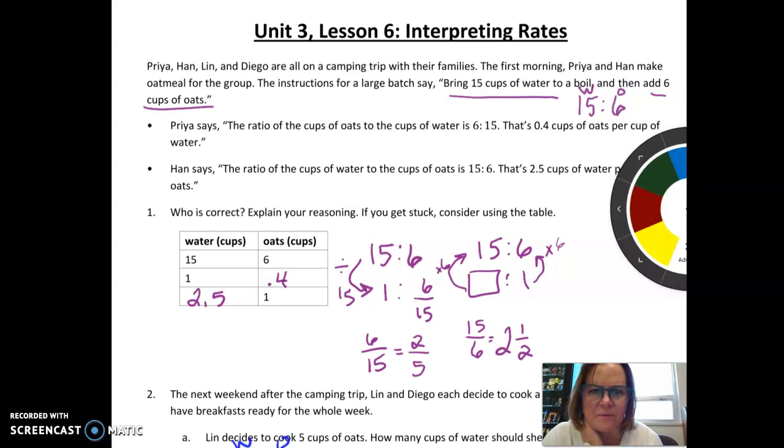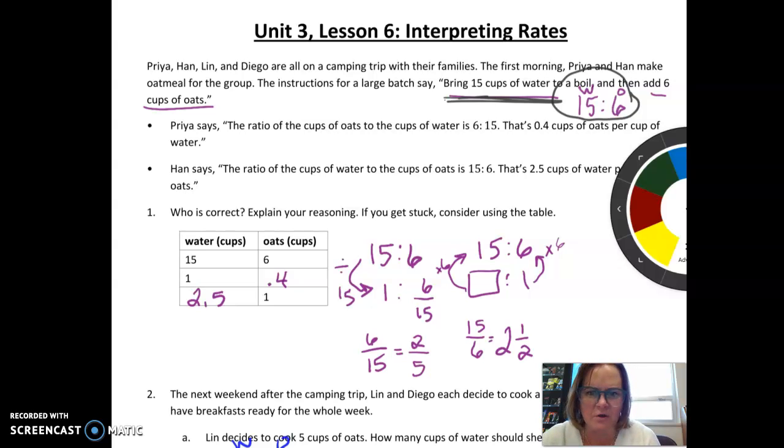All right, so in the first one we have Priya, Han, Lynn, and Diego, and they're all on a camping trip with their families. The first morning, Priya and Han make oatmeal for the group, and the instructions for the batch say bring 15 cups of water to boil and then add 6 cups of oats. So it's important that when we write down this ratio that we remember that the 15 corresponds to the water amount and that the 6 corresponds with the oat amount.